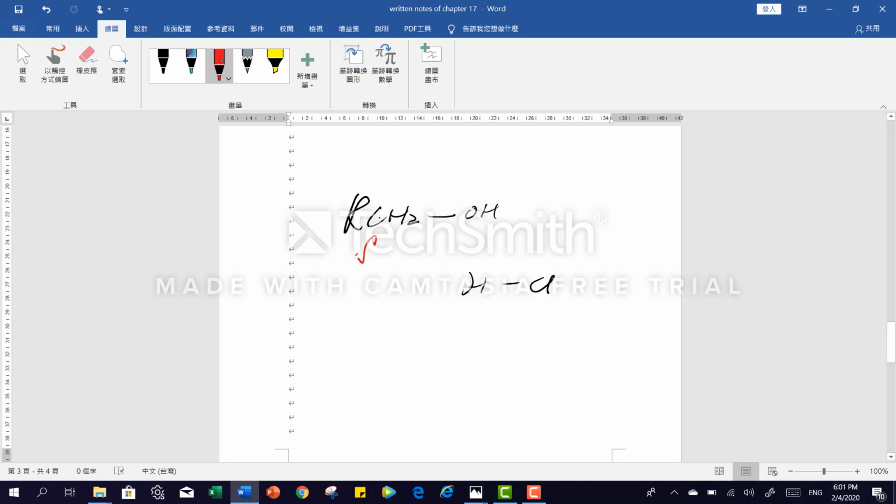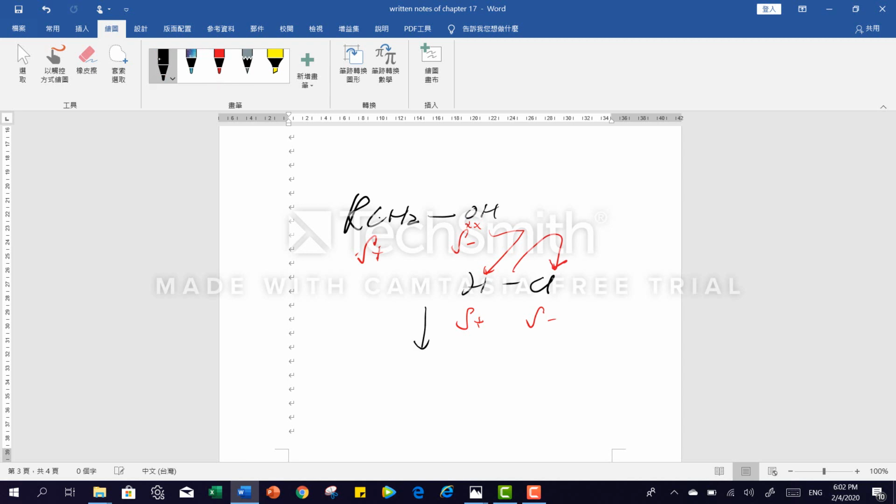Okay, so this is polar, right? So what I'm going to say is this lone pair electron is going to capture this H, and the bond of HCl will be broken.